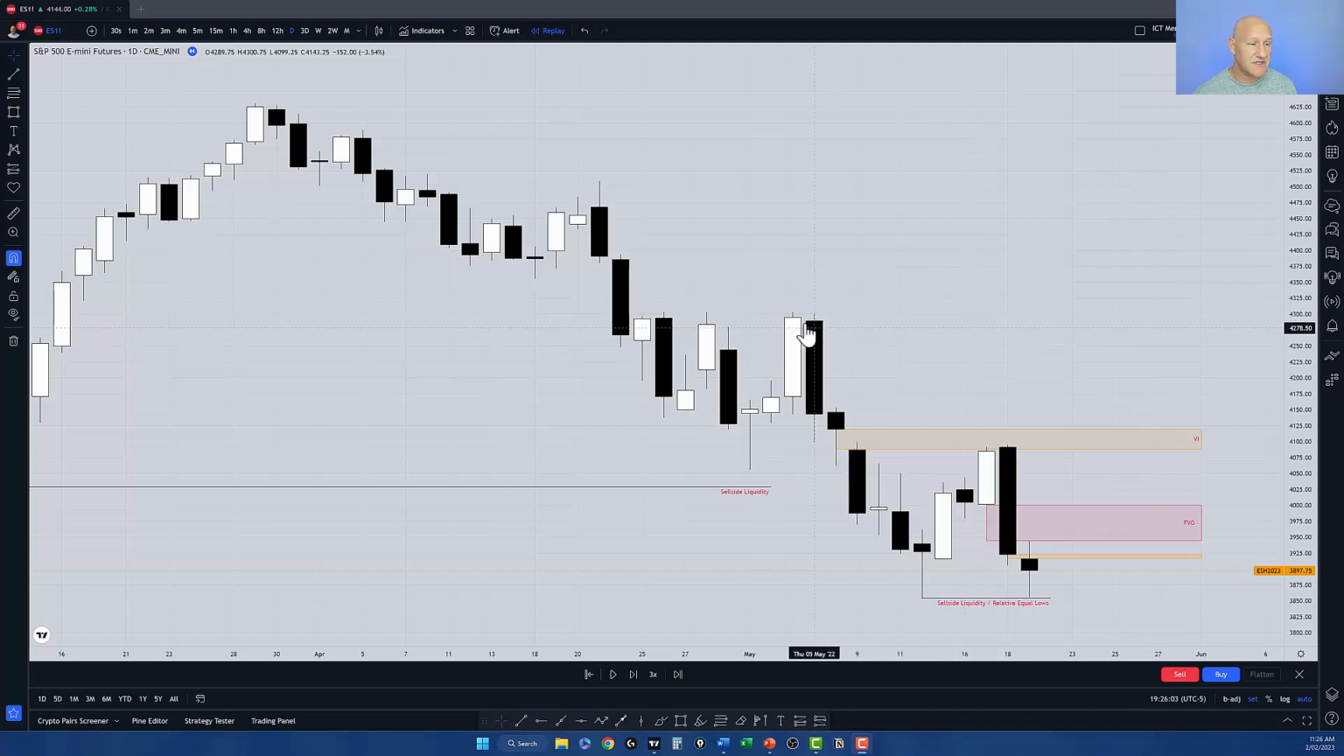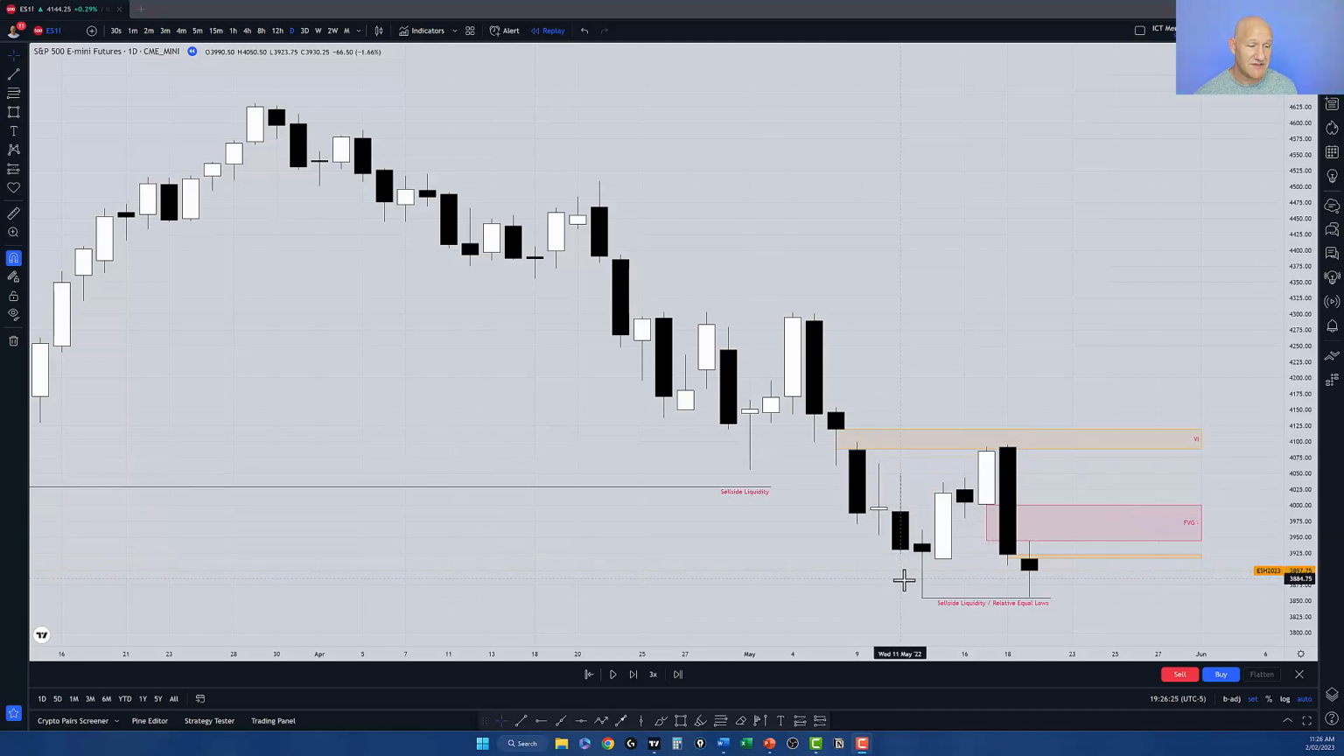So you can see that the market was clearly trending down. We took out this sell side liquidity down here, and this is where we switched our bias and we started looking for higher prices. So we were looking for price to trade up into these highs here and then up into this volume imbalance here. So you can see that's exactly what happened.